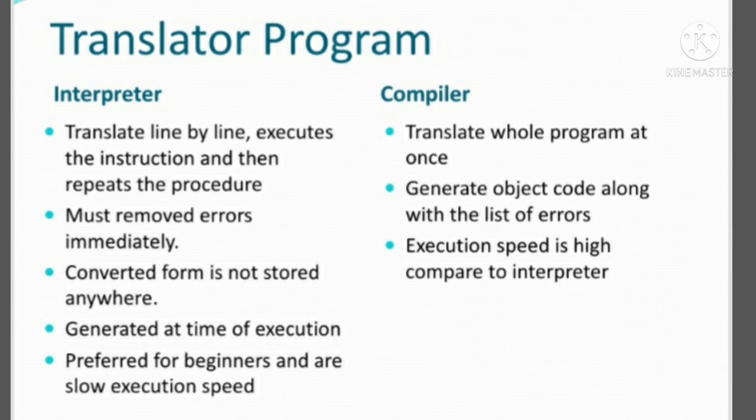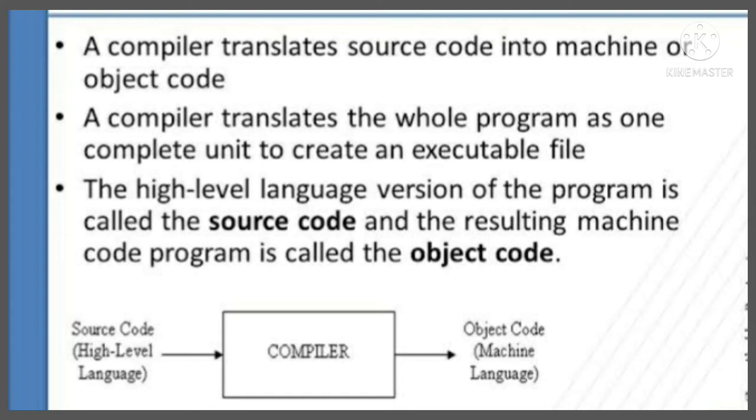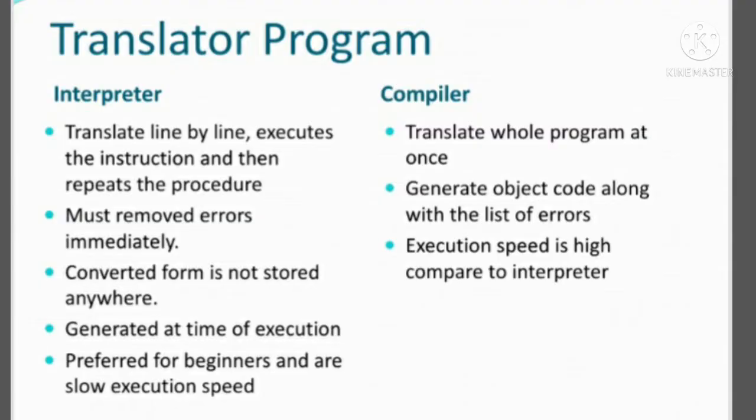But in the case of a compiler, it translates the whole program at once. So the execution speed is high compared to the interpreter, and it generates the object code along with the list of errors. It is not translating the program line by line, it is translating the whole program at once. So it generates the machine language program, that is our object code, very fast as compared to the interpreter.